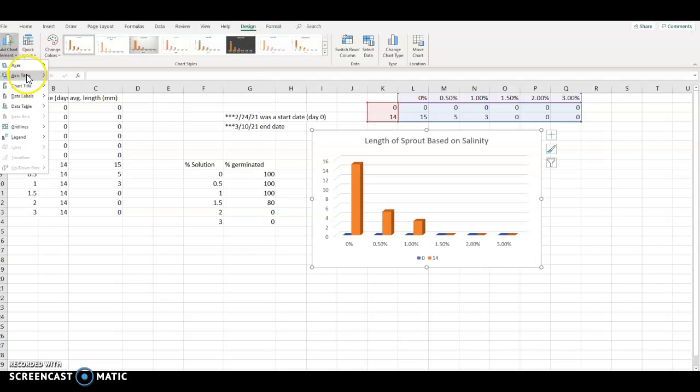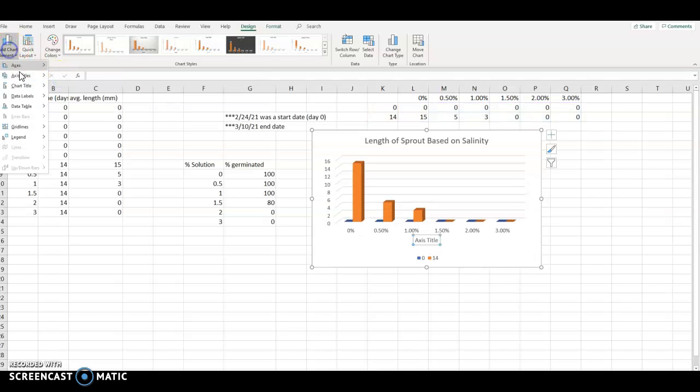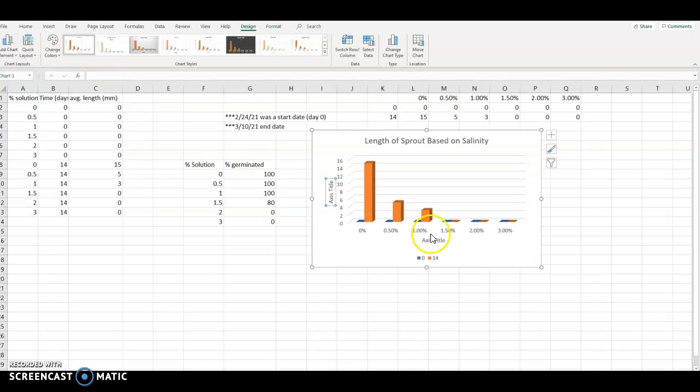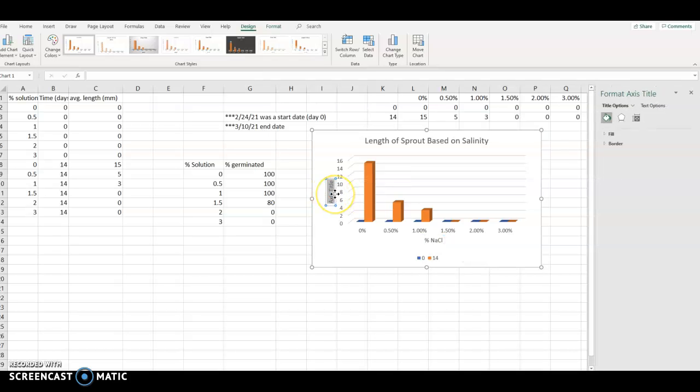So add chart element, axes title, and we want both X and Y. So down here we have our percent salinity or NaCl for calcium chloride. And then on this side, we have our length of sprout in millimeters. Remember, you always want to include your units if you need to.